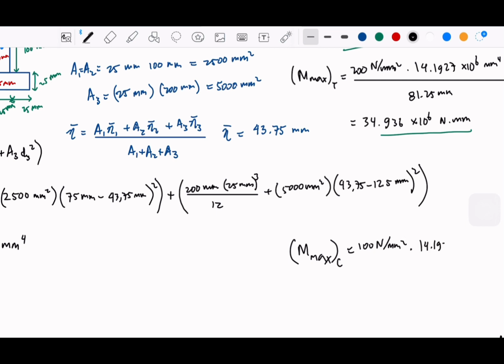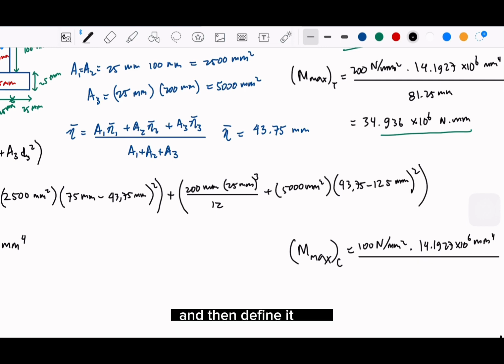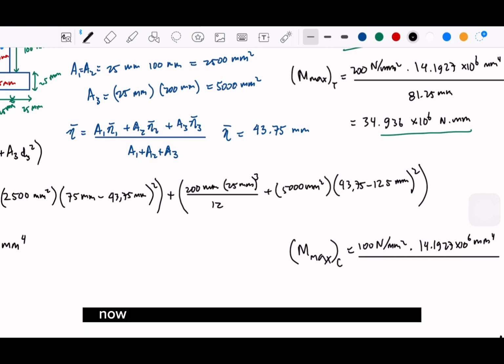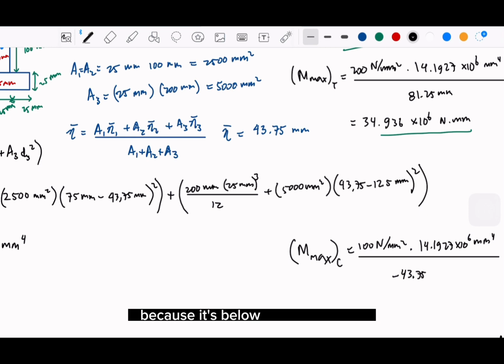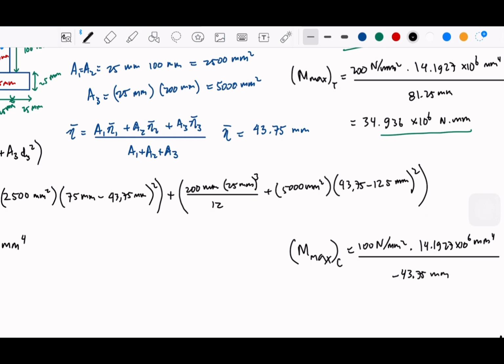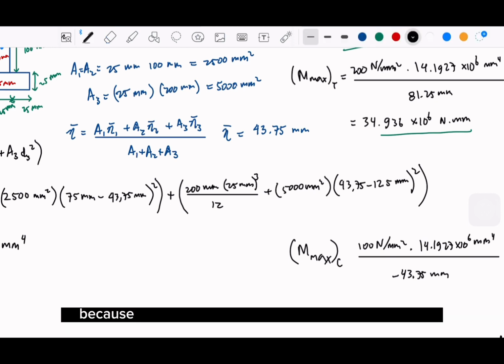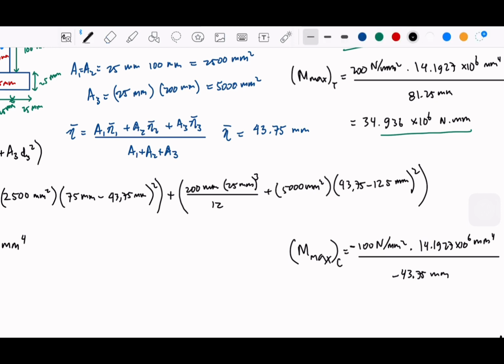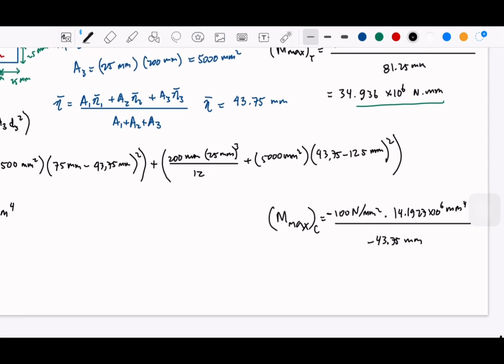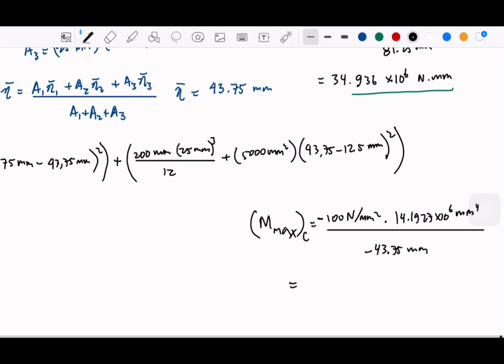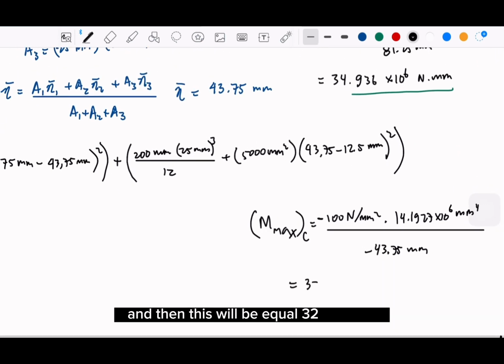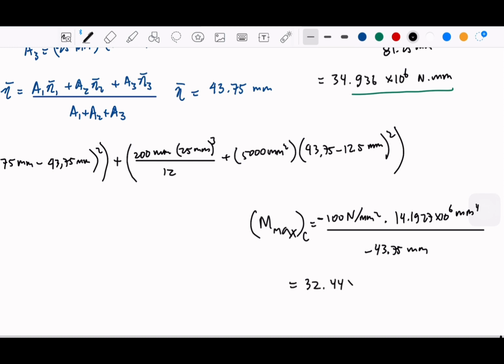So 100 multiply the inertia and then divide with. Now we are going to have negative 43.75 because it's below the neutral axis. Oh, this is also negative, sorry. Because this is a compression, so this is also negative. And then this will be equal 32.44.